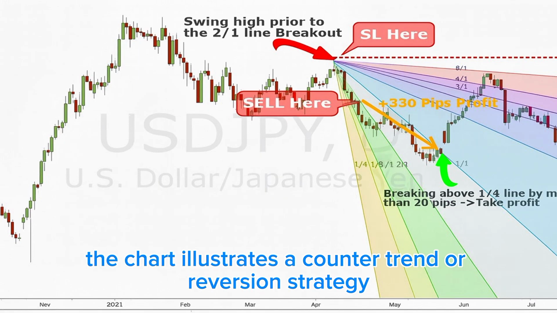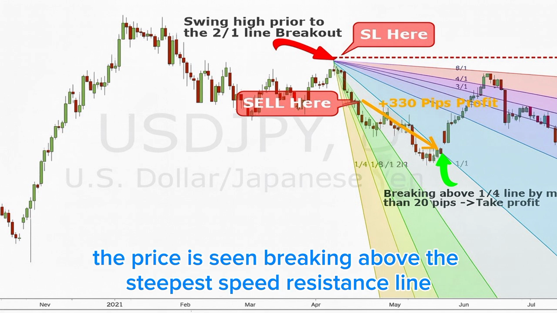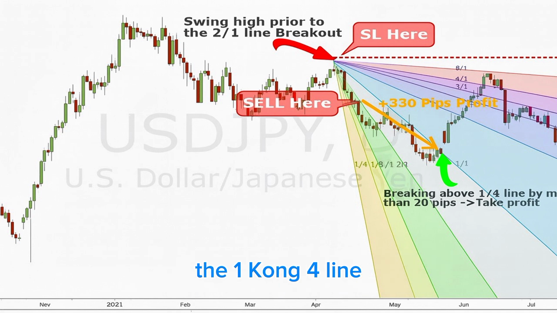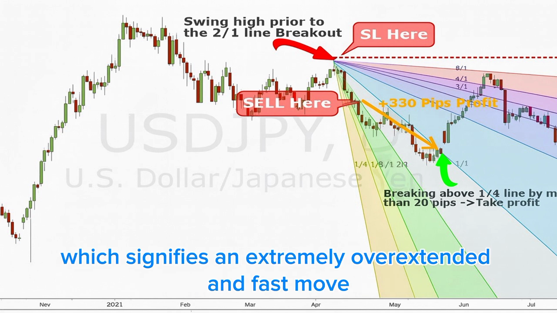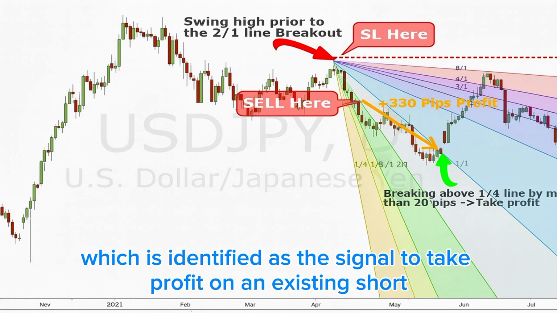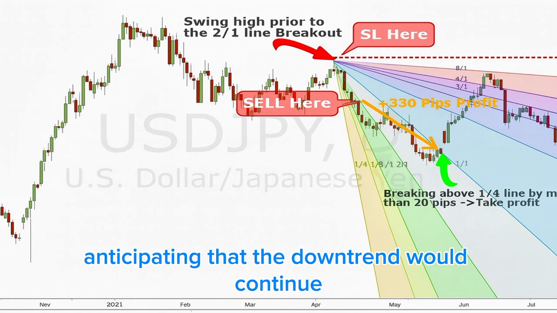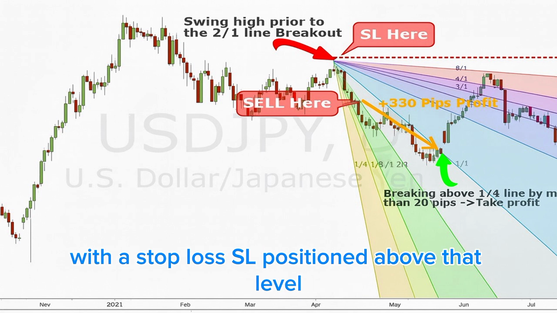The chart illustrates a counter-trend or reversion strategy following a powerful downtrend. The price is seen breaking above the steepest speed resistance line, the 1x4 line, which signifies an extremely overextended and fast move. The annotation notes that this breakout was by more than 20 pips, which is identified as the signal to take profit on an existing short sell position. The sell entry was placed at a prior swing high, anticipating that the downtrend would continue, with a stop loss, SL, positioned above that level.